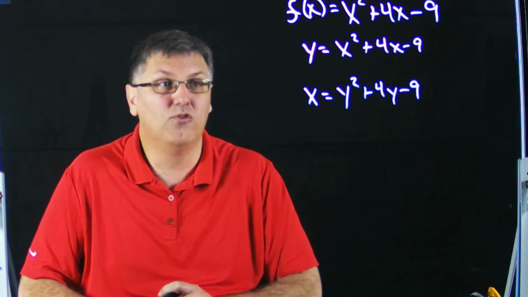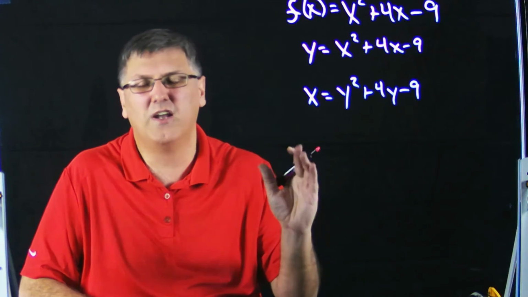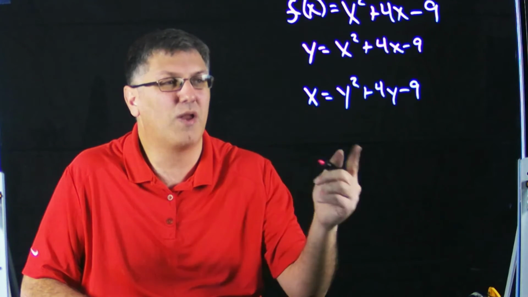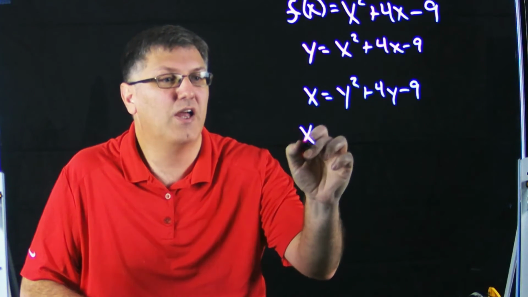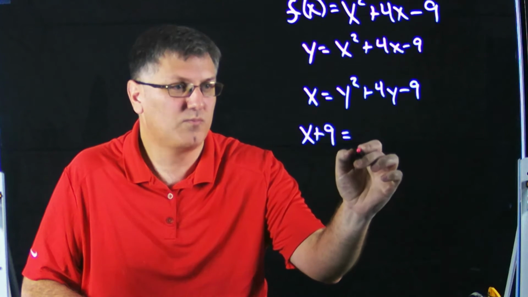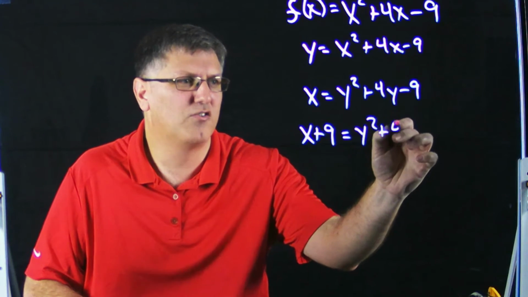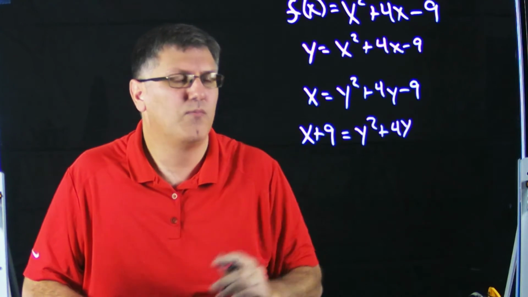So the first thing I'm going to do is get all my y's on one side. Anything that doesn't have a y, I'm going to put on the other side. So I'm going to add 9 to both sides. So I'm going to get x plus 9 equals y squared plus 4y.